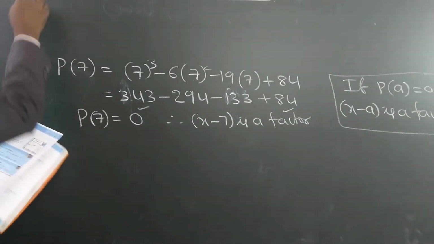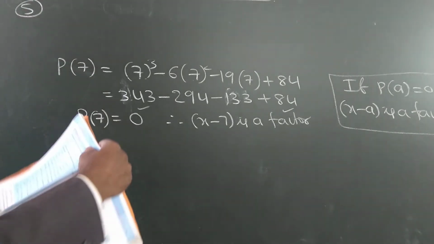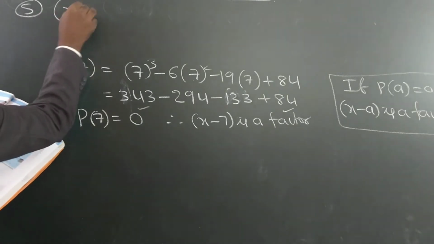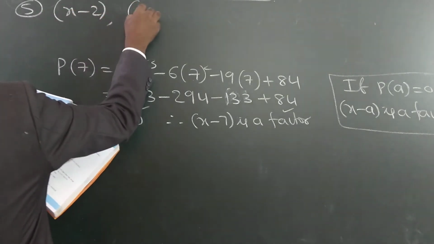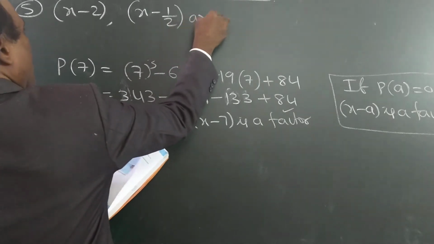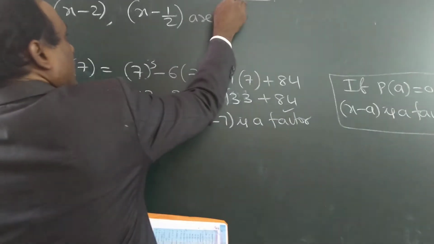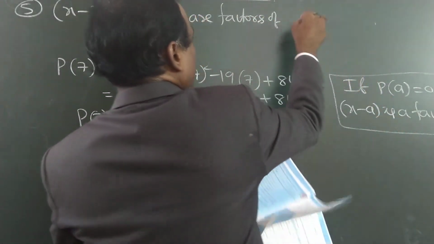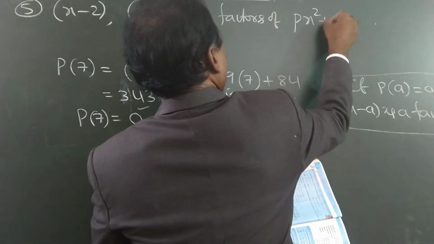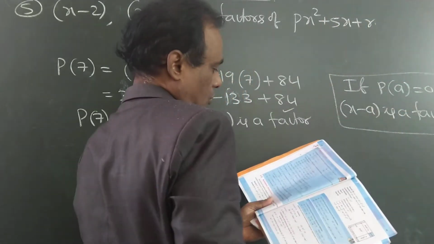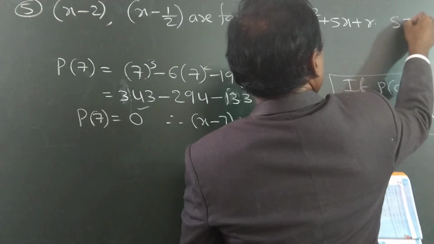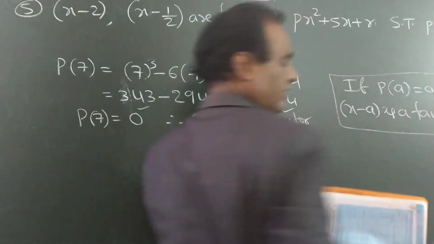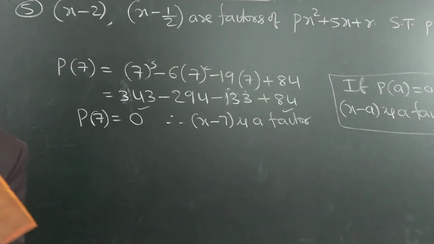Fifth one. Write down the factors: x minus 2 and x minus 1 by 2 are factors of px square plus 5x plus r. Show that p is equal to r. That is the question. These two are the factors of px square plus 5x plus r. Show that p is equal to r.